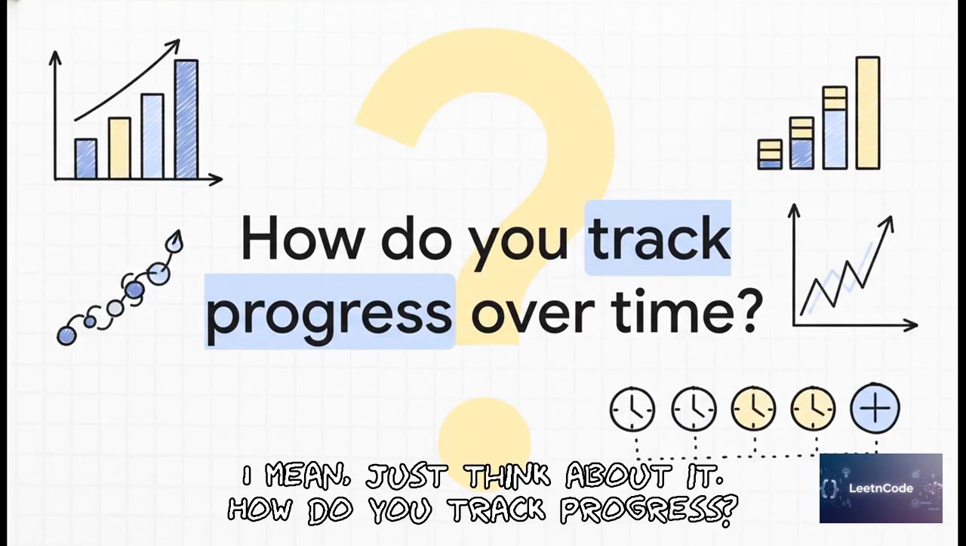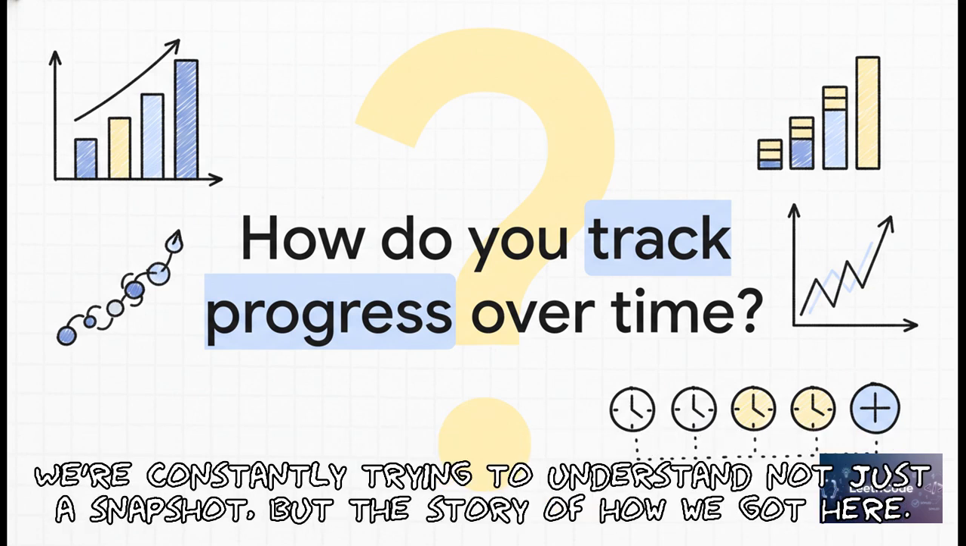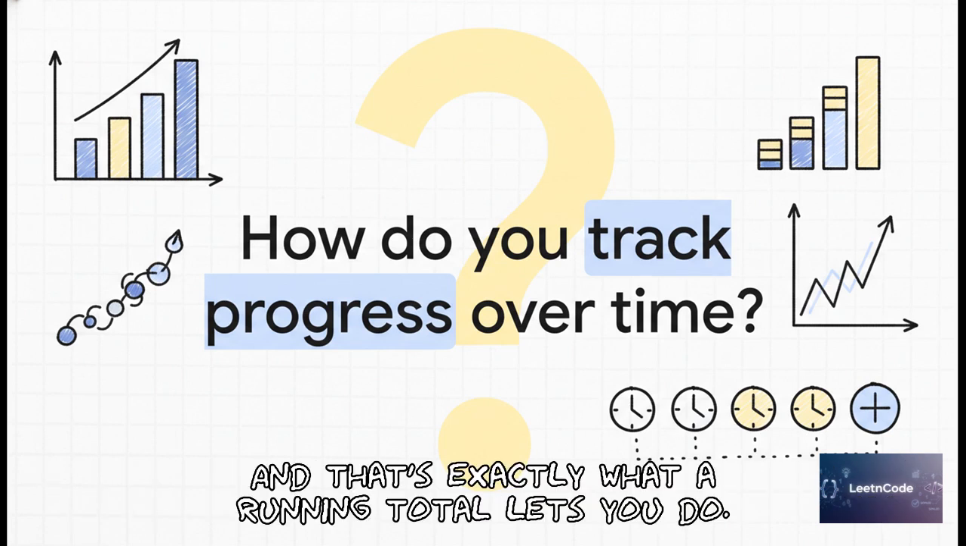I mean, just think about it. How do you track progress? It could be sales piling up through the month, a user's activity growing over their lifetime, or even just inventory levels changing day by day. We're constantly trying to understand not just a snapshot, but the story of how we got here. And that's exactly what a running total lets you do.